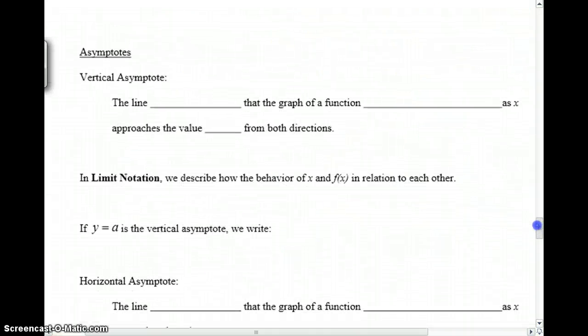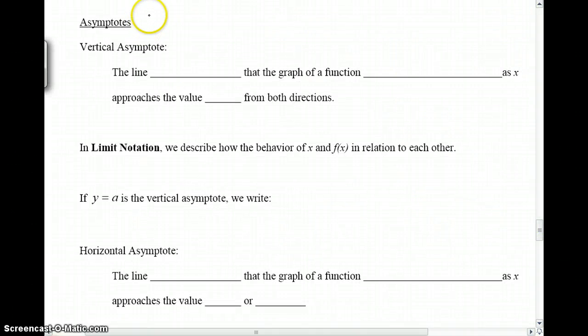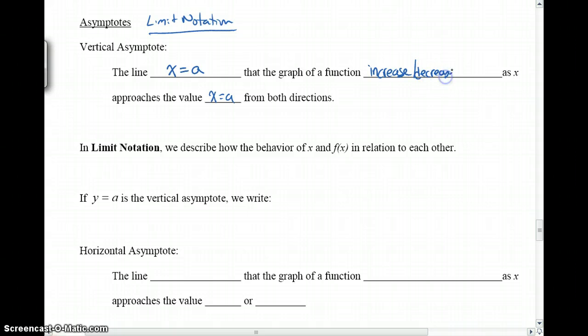The last thing we're going to talk about is asymptotes, and more importantly, limit notation. We'll be coming back to this idea of limit notation later. It becomes very important when we get on into calculus. Alright, so vertical asymptote. We'll start with that. A vertical asymptote is a vertical line, for example x equals a. And the graph, as it approaches that line, that value, x equals a, is going to increase or decrease without bound.